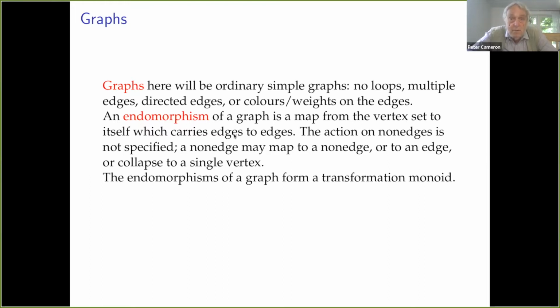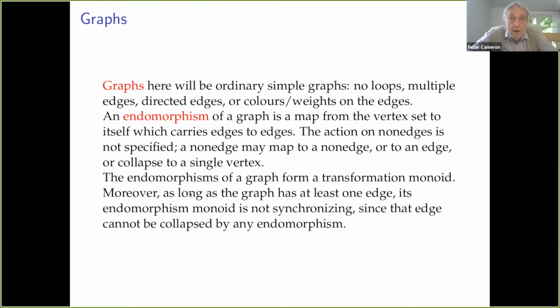What's the connection between them? Here's a first hint that there is a connection. As long as your graph has at least one edge, its endomorphism monoid is not synchronizing, because remember, synchronizing means you can collapse everything down to a single point. If there's one edge and you're restricted to using endomorphisms, you can't collapse that edge. It must remain as an edge wherever it maps to, and so there's no reset word. So the endomorphisms of a graph with at least one edge do not form a synchronizing monoid. Well, it turns out that's the unique obstruction to synchronization.